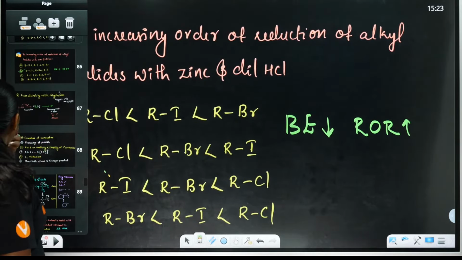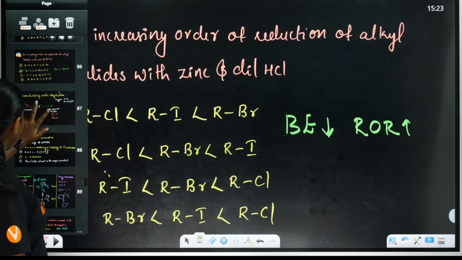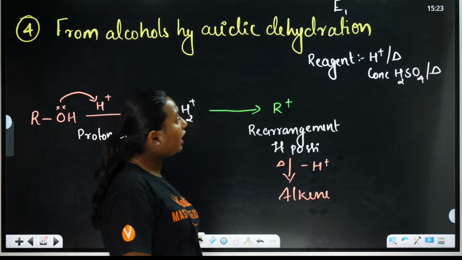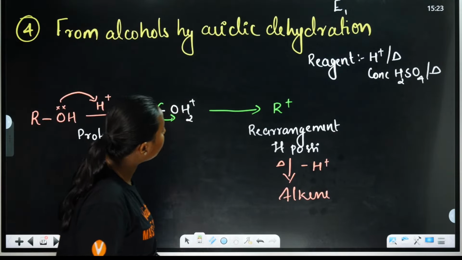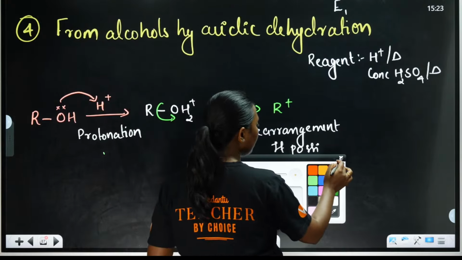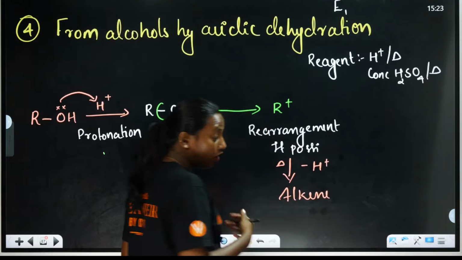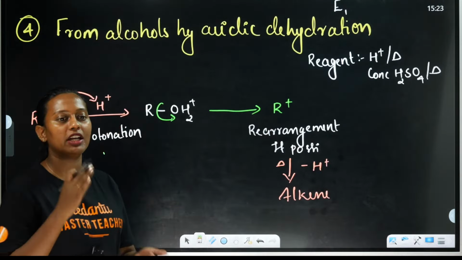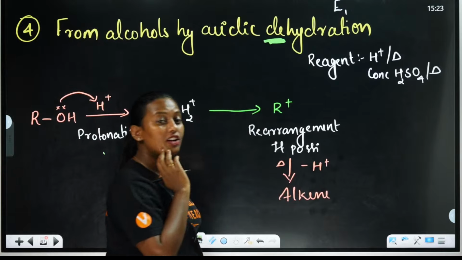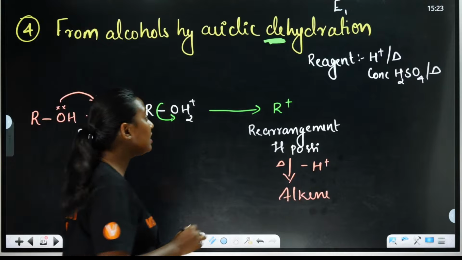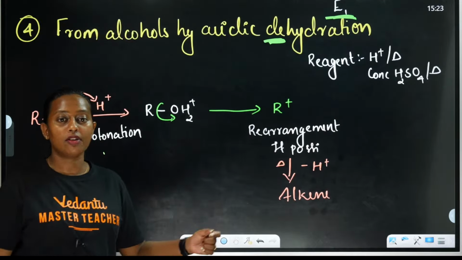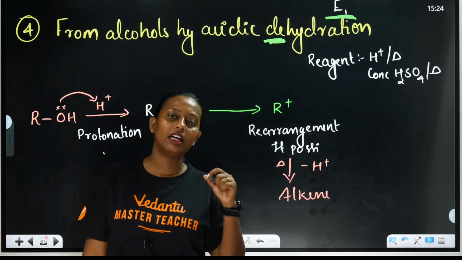Okay, so next method is from alcohol by acidic dehydration. Not hydration, dehydration. I already told that D means removal. In chemistry, D means removal. So dehydration means removal of water, and it is an elimination reaction. From alcohol by acidic dehydration.